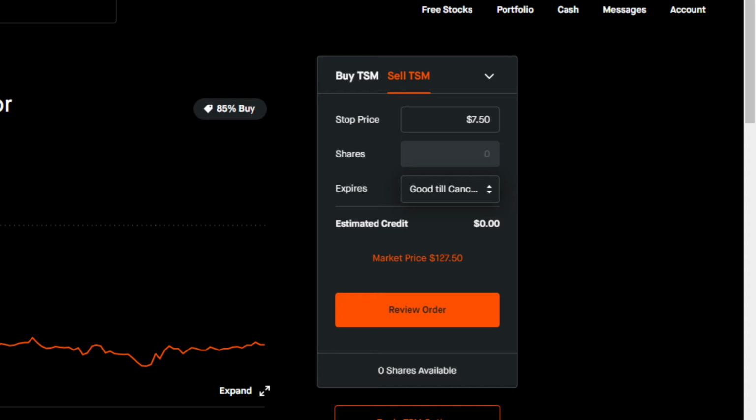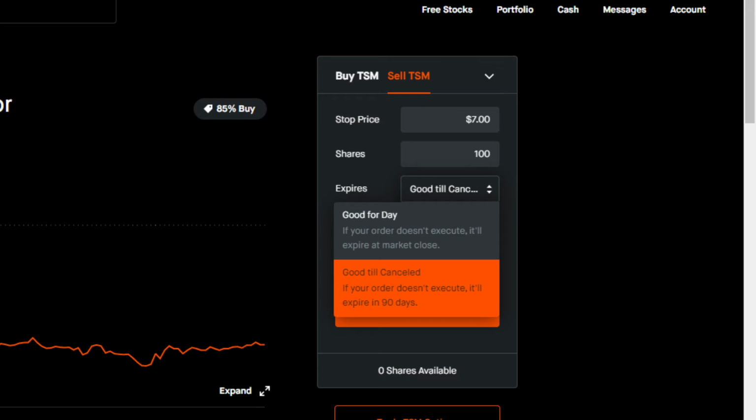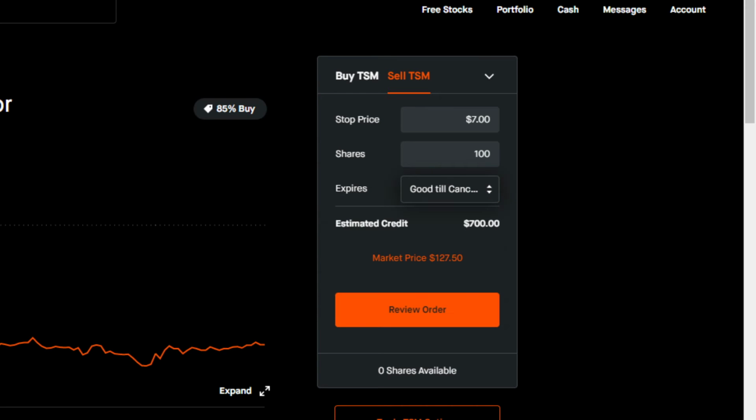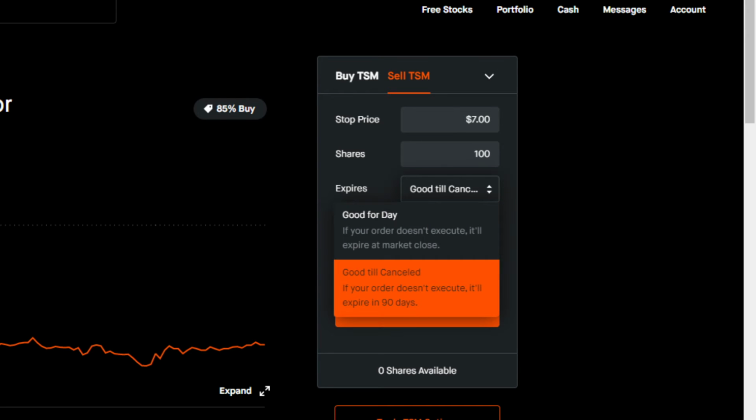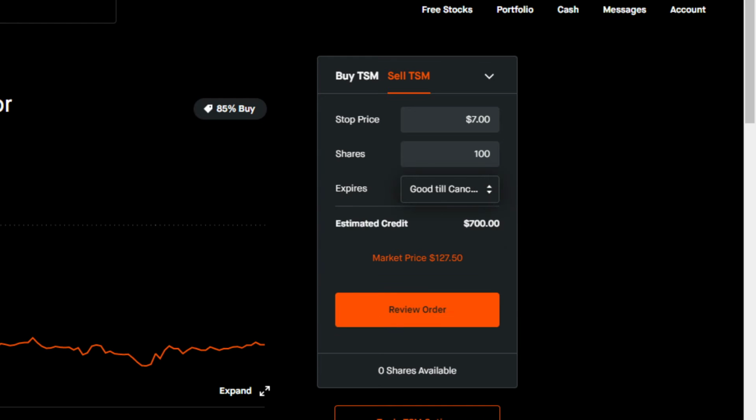So let's say AMC is at $8 right now, right? And you want to set the stop at $7. So when it hits $7 or around that area, it's going to sell your position. Then you put how many shares you want to sell. So if you have 100 shares, you put 100 shares, and then you either pick good for day or good till canceled. For the most part, if you really want your order to fill, I would always go with good till canceled. You review your order, and then voila, right? You just set it. So it's really simple.